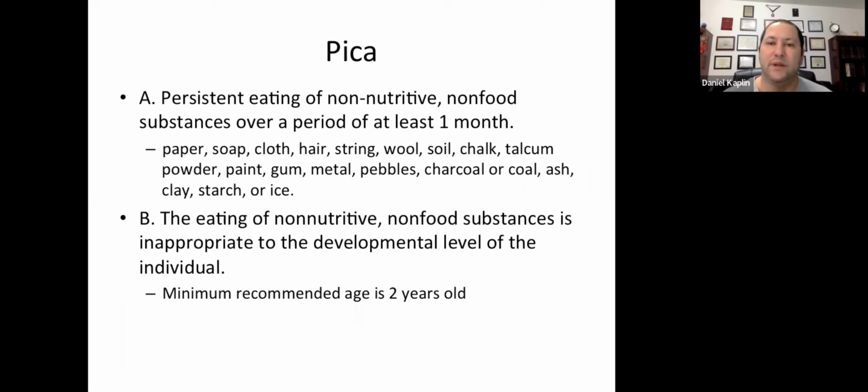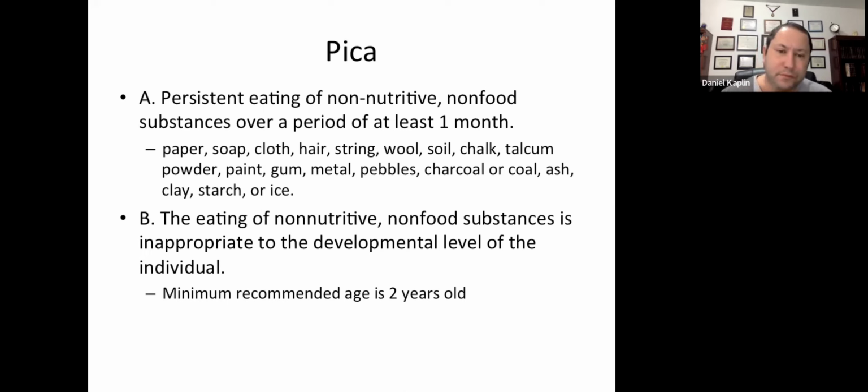So pica is when a person eats non-nutritious substances, right? So eating things like paper or soil or wood chips or clay or glue or any other thing you could think of that has no nutritional value. And the person has a consistent pattern of eating this for at least 1 month. And we have to, as a second criteria, make sure that what they're doing is inconsistent or inappropriate with their developmental level.